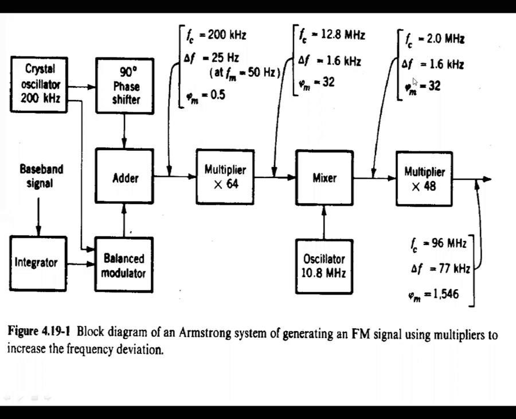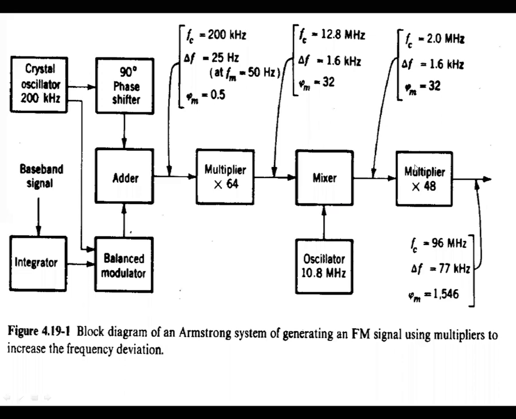And the del F, the frequency deviation, has no change, that is 1.6 kilohertz. And the phi m value also has no change, that is 32. After the mixer, there can be another multiplier. What is that multiplier? 3 into 2 to the power of 4. What is the value? 48.